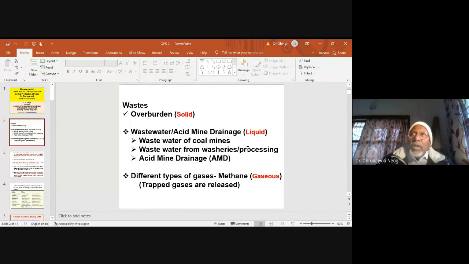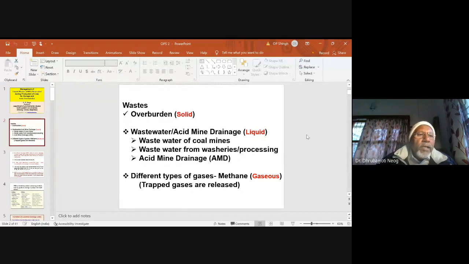You know that coal contains impurities. In order to remove those impurities, coal is crushed, made into fine granules, and then it is washed in order to remove the pyrite or sulfur. So all this wastewater is treated and then released into the nearby stream, and this way we are minimizing the pollution. But I will focus in detail on the acid mine drainage.